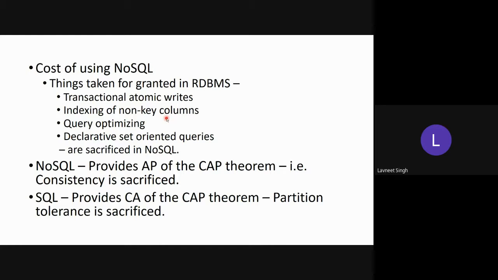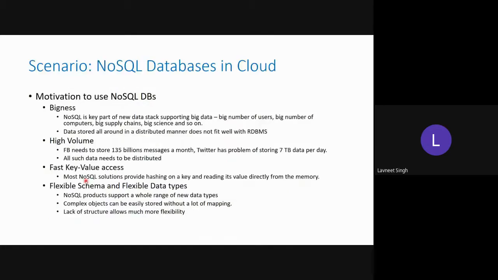Indexing of non-key columns. If this is a key value pair, right? So this is the value, you can think of it as a column, and the key is the index of that column. So then it can quickly find the values in that column. Any row it can find. But what about the other columns, right? You cannot define everything as a value and key.